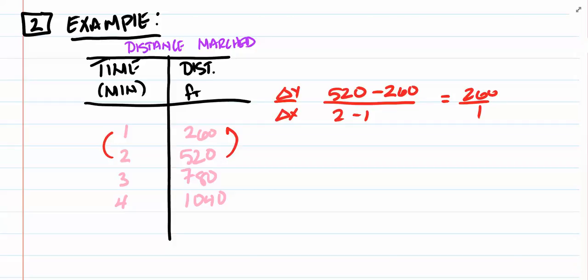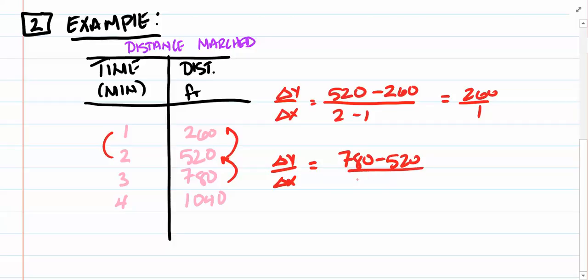Okay, so let's do it again. Let's do it for this part of data. So let's do change in y over change in x. So that's going to be 780 take away 520, all divided by 3 take away 2. Okay, 780 take away 520, how much is that? Also 260, divided by 1. So what does that represent there?